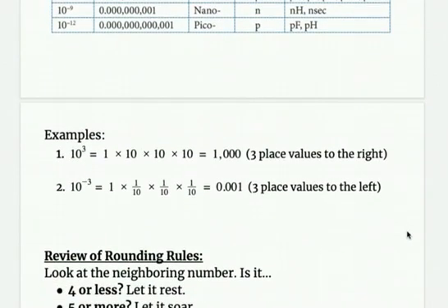So let's review how to approximate values, also known as rounding values. So here's a review of rounding rules. You just need to look at the neighboring number and decide if it is 4 or less, you would let it rest. And if it's 5 or more, you would let it soar. So letting it rest would mean that you're keeping that digit the same. Letting it soar would mean that you would go up 1 digit. So you would be rounding up.